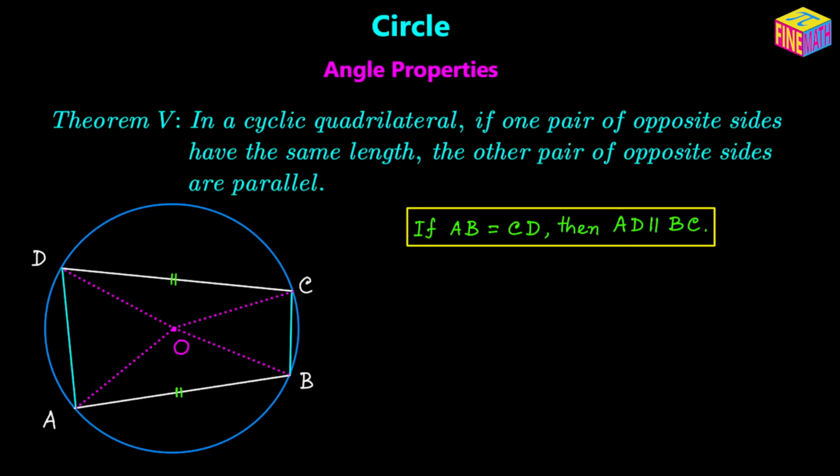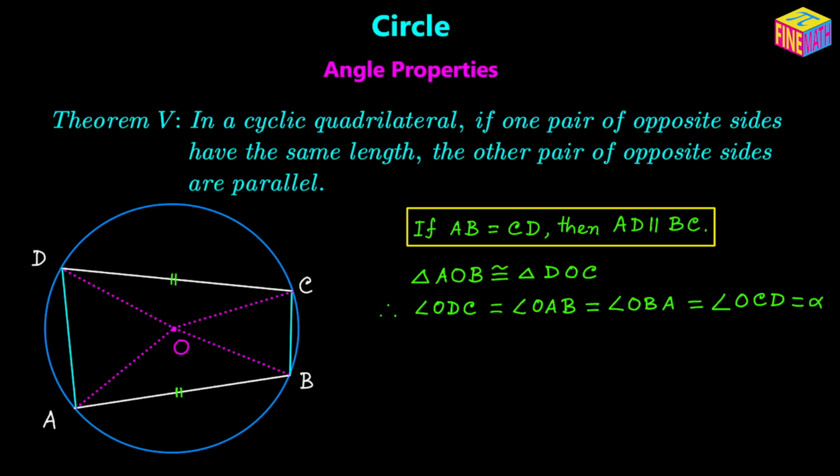That means the length of AB is equal to the length of CD. So between these two triangles we have an SSS criteria of congruence. So we can say that these two triangles are congruent triangles. And because they are congruent triangles, then the angle ODC will also be equal to angle OAB, that will be equal to angle OBA, and that will be equal to angle OCD, because each of these triangles is also individually isosceles. Since the two sides OA and OB are equal, similarly OC and OD are also equal. So the triangles are individually isosceles triangles and also they are congruent triangles. So those four angles will be equal, and let's call it alpha degree.